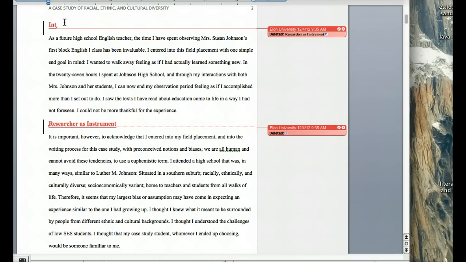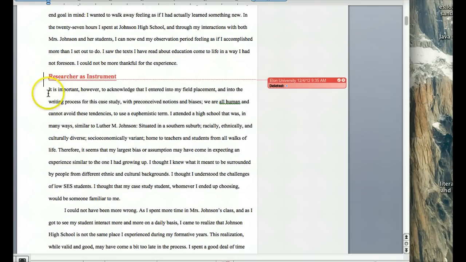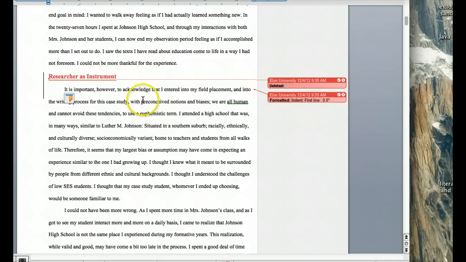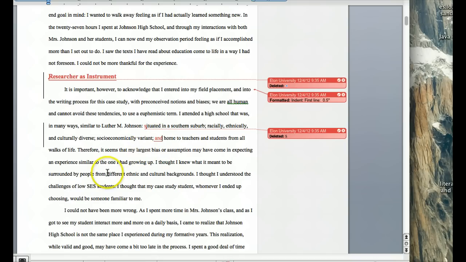The researcher's instrument statement is really supposed to be about your subjectivity and how it may have affected your interpretation of what you saw in the case study. After a colon, we don't need a capital letter. If we do a list like this, we would need the "and" for the last item in the list.